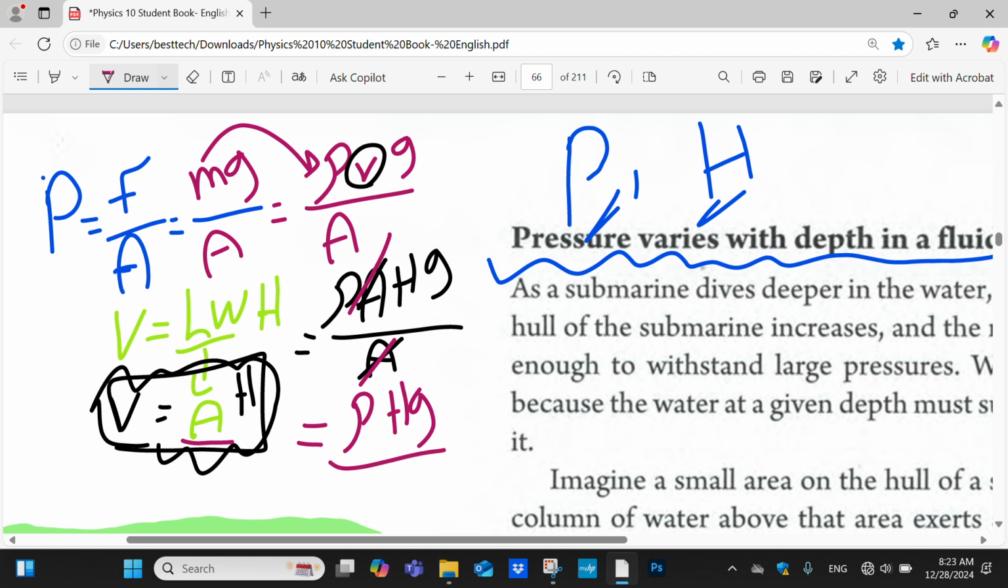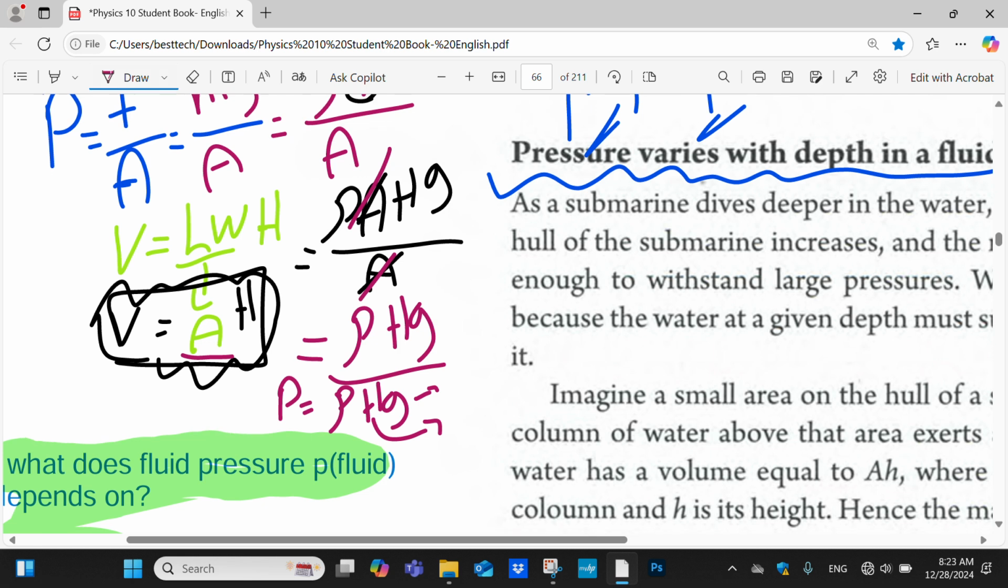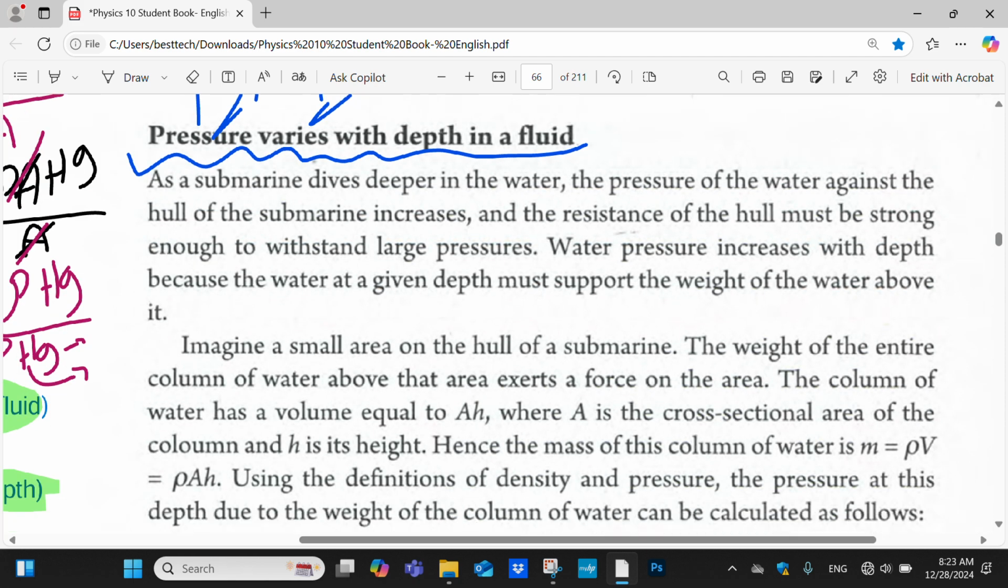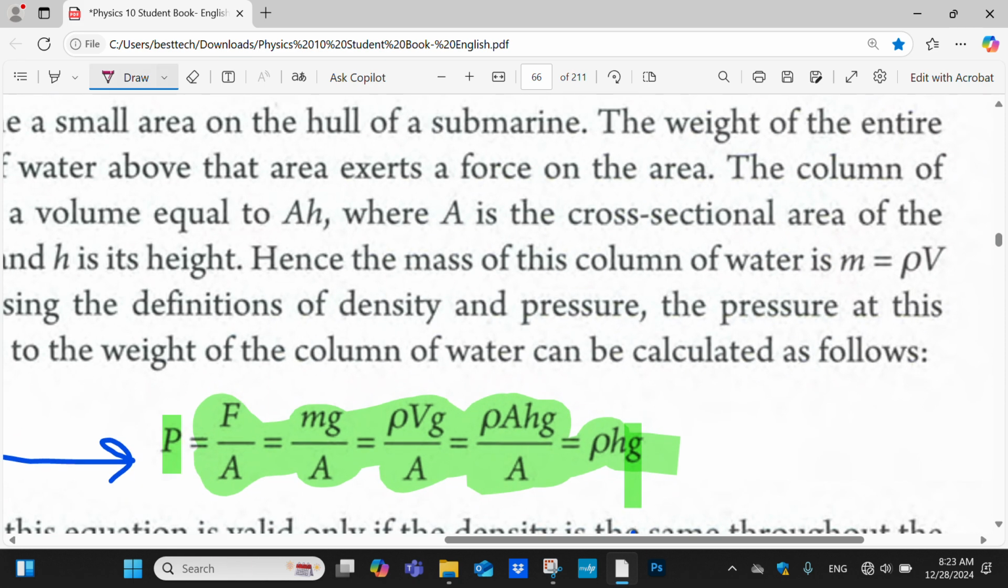This rule is called fluid's pressure. So fluid's pressure P is equal to rho H g. We know that g is acceleration, H is the height or the depth, and rho is density. So look, students, the fluid's pressure is equal to g, acceleration, and H, height, and density.